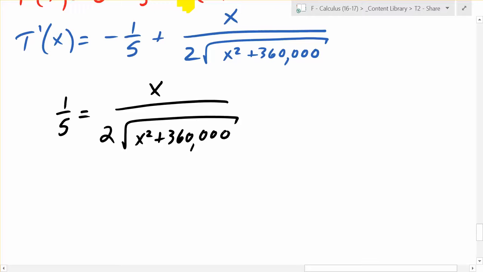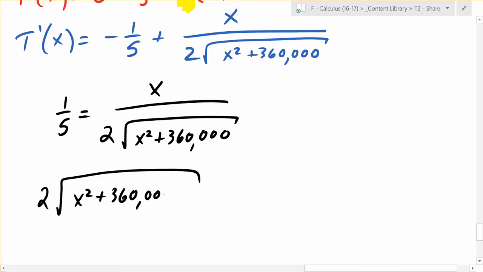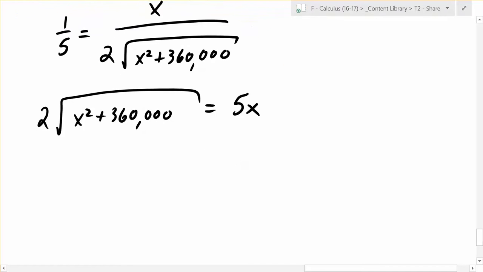And what did we do next on things like this? We cross multiplied, so we have 2 times the square root of x squared plus 360,000. It gets really tiring writing 360,000, I know, equals what? 5x.